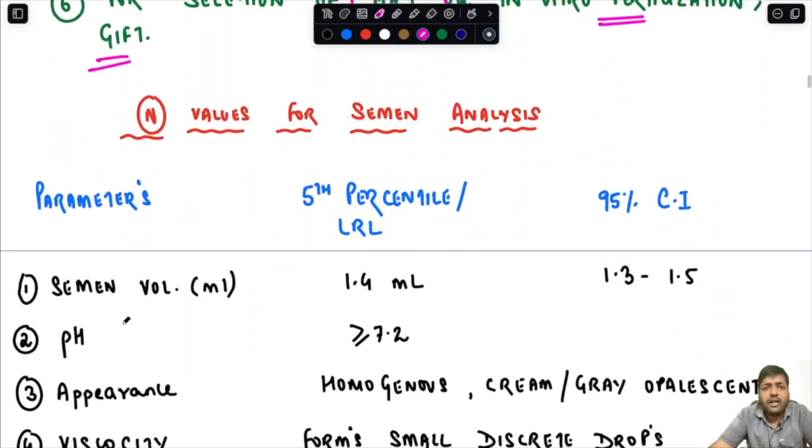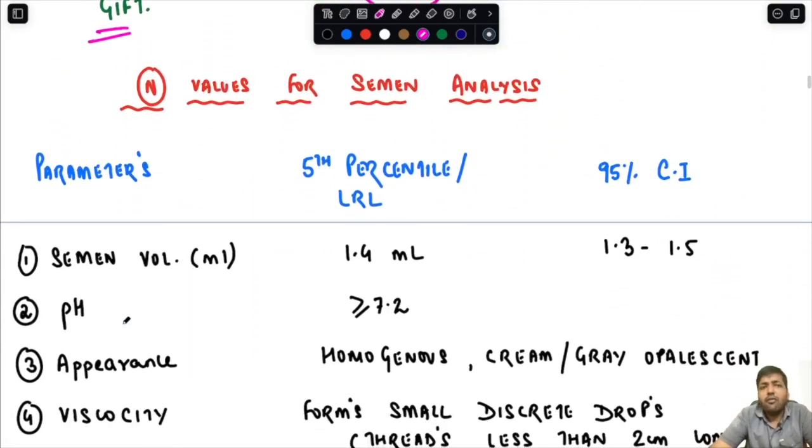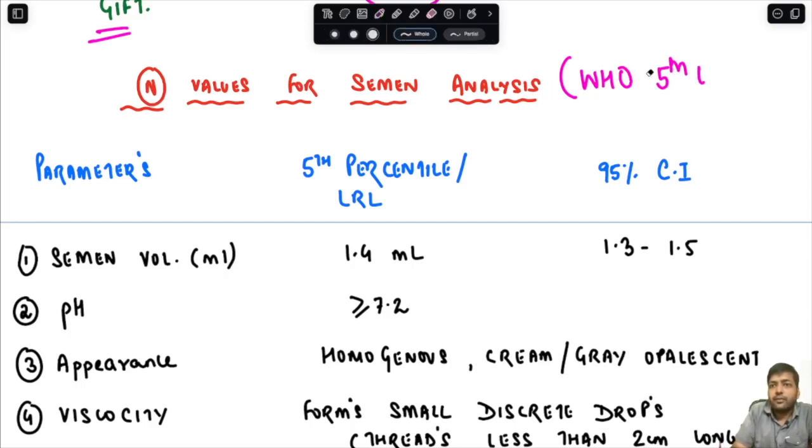Now very importantly, we are going to see some of the normal values for semen analysis, and this is very, very important. Now these values are according to the WHO 6th edition. These are in accordance with the WHO 6th edition that came in 2021.